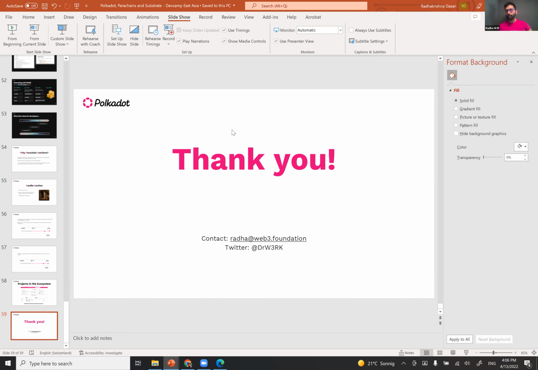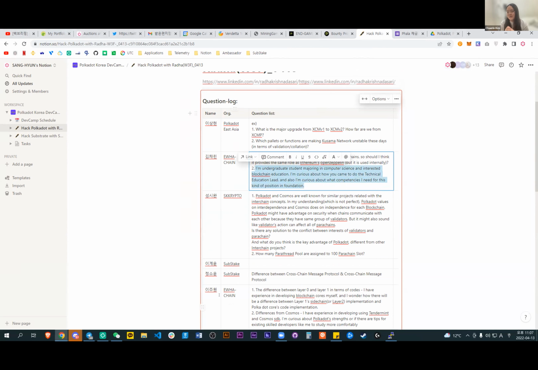I fully understand. And my second question is, I'm an undergraduate student majoring in computer science and interested in blockchain education. And I'm curious about how you came to do the tech education lead. And also I'm curious about what competencies or performance I need for this kind of position in foundations.